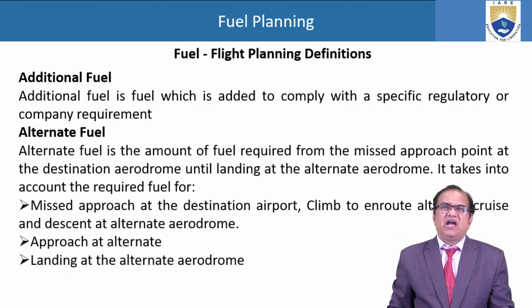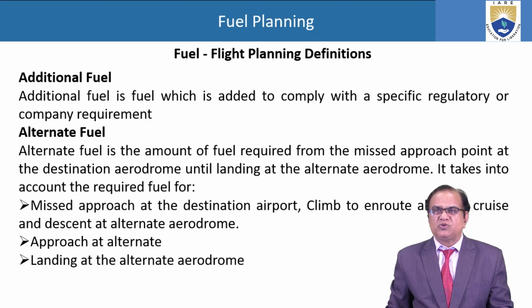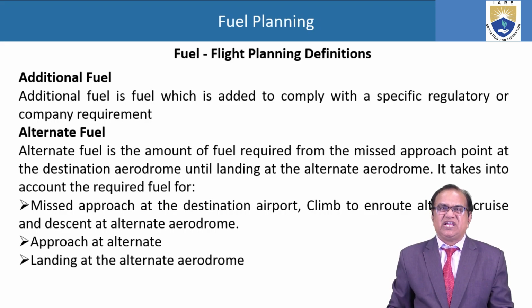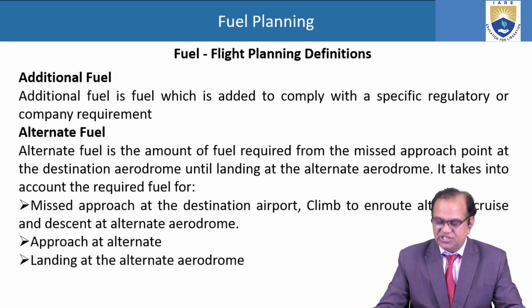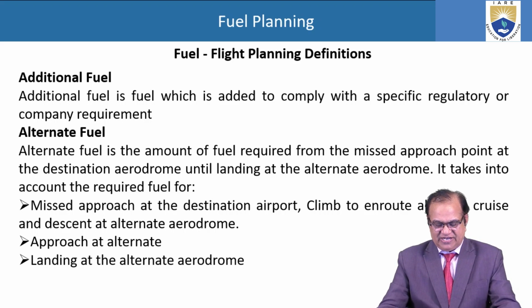Alternate fuel. Alternate fuel is the amount of fuel required from the missed approach point at the destination aerodrome until landing at the alternate aerodrome. It takes into account the required fuel for missed approach at the destination airport, climb to en route altitude, cruise and descent at the alternate aerodrome, approach at alternate, landing at the alternate aerodrome.